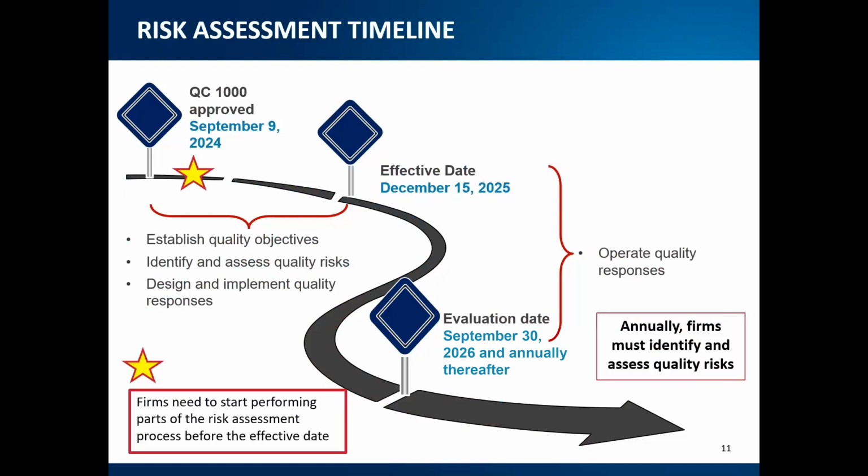To emphasize, in our view, there are parts of the risk assessment process that firms need to be performing before the effective date. Indeed, we have observed from our firm outreach activities that a number of firms have already commenced their QC 1000 risk assessment process. And firms will be able to leverage work already performed as part of implementing other quality control standards that apply to the firm. However, given the incremental requirements within QC 1000, the quality risks and responses identified as part of the firm's risk assessment process under those standards would not be sufficient to meet the requirements of QC 1000.